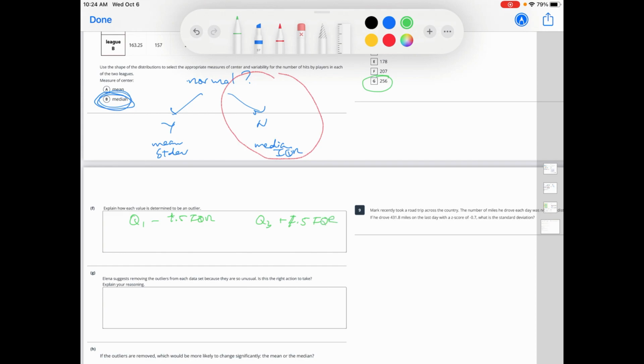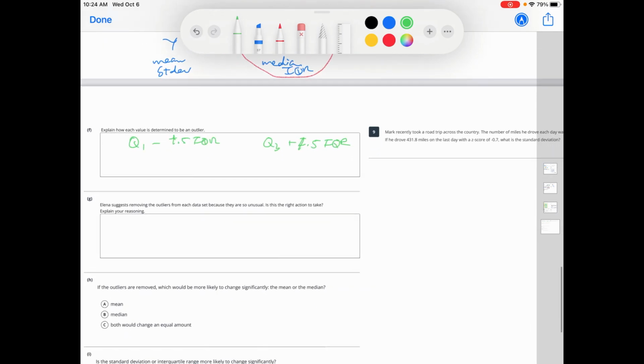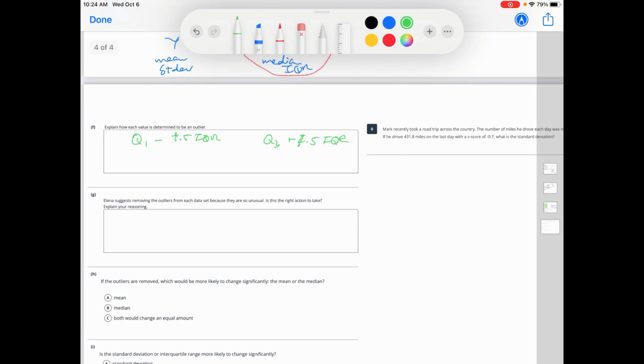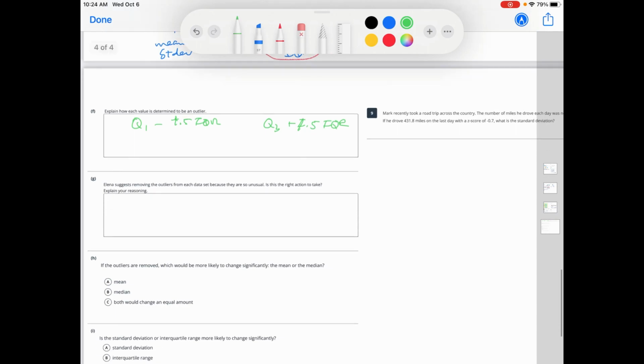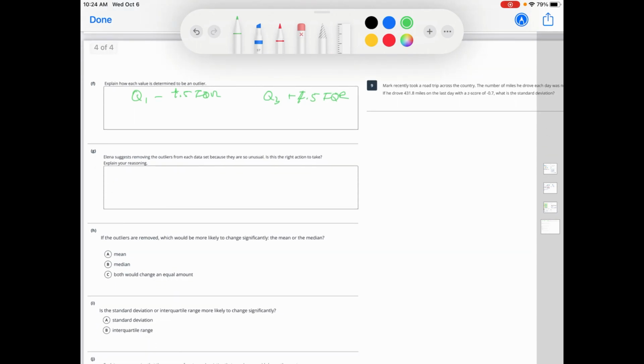IQR. Elena suggests removing the outliers from each data set because they are unusual. Is this the right action to take? Explain your reasoning. You could remove the outliers because maybe they totally shouldn't be in the league. If the outliers are removed, which would be more likely to change significantly, the mean or the median? So which one is more influenced by the outliers?